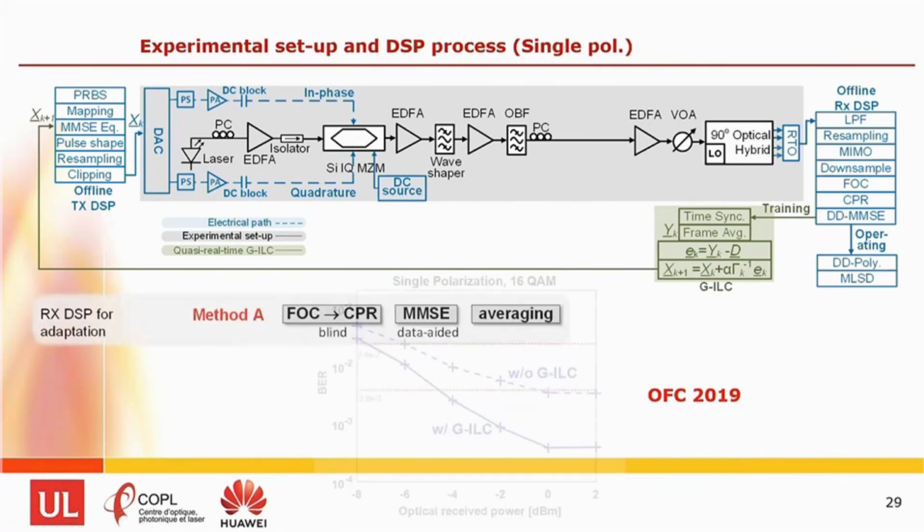So when we were doing the training part, this green part, training our nonlinear pre-compensation, we had a method where we would take our typical receiver chain, and do the frequency offset and the carrier recovery in a blind fashion. Then we would use our training sequence for our linear compensation, and we would do a lot of frame averaging, as I mentioned, to bring down the noise.